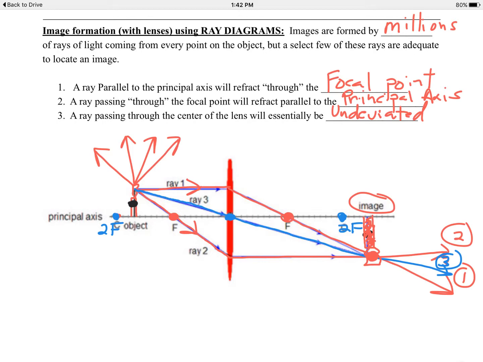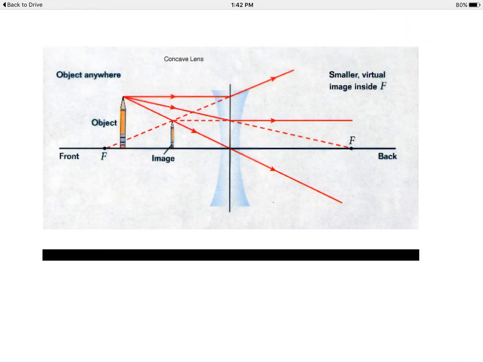But I also want to apply these principles to diverging lenses. Let me go to the next slide. Here's a diverging lens on which we're going to apply the three principal rays to locate our image. So here our object is a pencil, and as you see, they start from the tip of the pencil. Whatever your object is, a pencil, a cat, a bunny, a Tyrannosaurus Rex, whatever you have, start from the top of that object and draw your three basic rays.